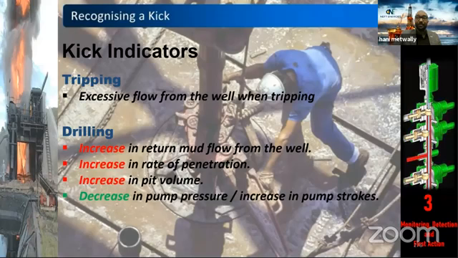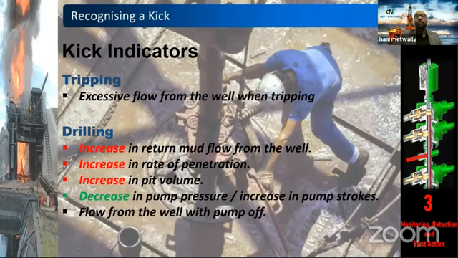And as we consider the kick is gas, the gas has less density than the fluid in the hole. So in this case, the pump pressure will decrease, and you will find the pump strokes, the pumping rate, will increase as the pump pressure decreases.